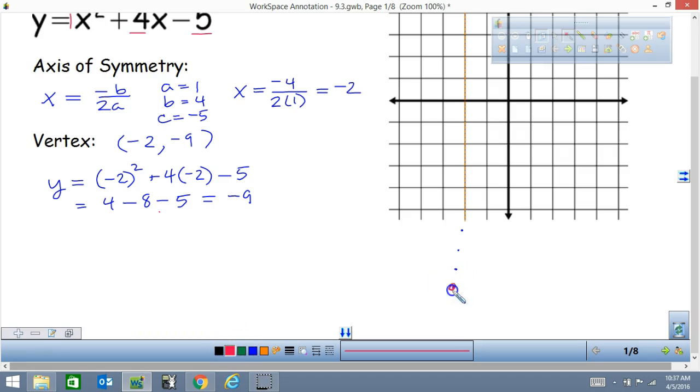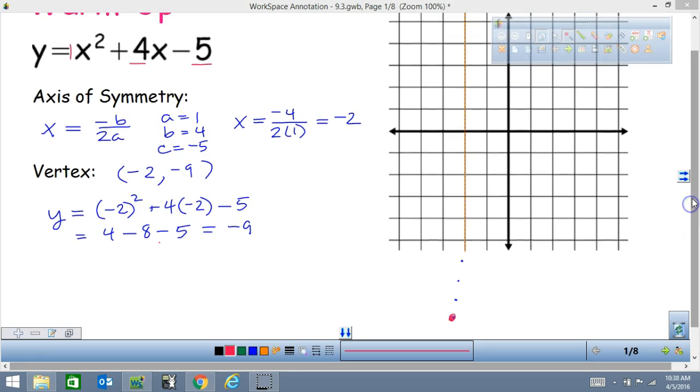So here's my vertex, and then I have a is 1, so I have the shape of the parent graph starting down here. So I go out 1, up 1, out 2, up 4, out 3, up 9, and here's my parabola.